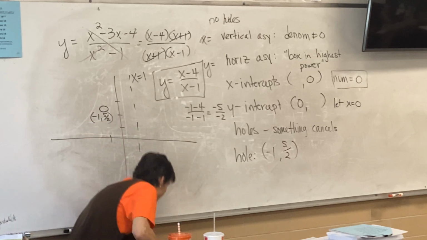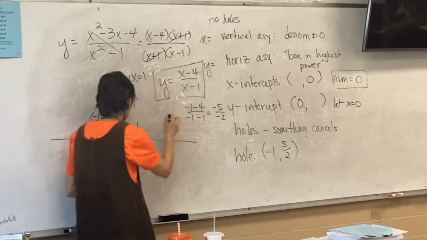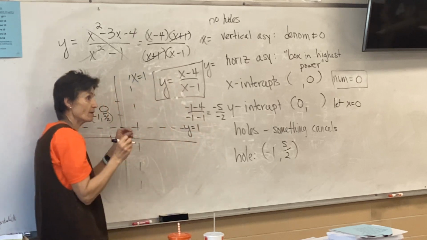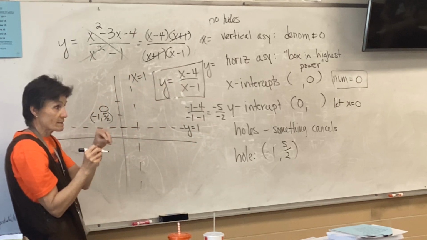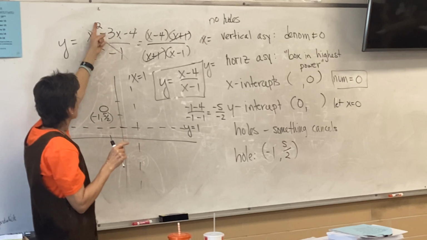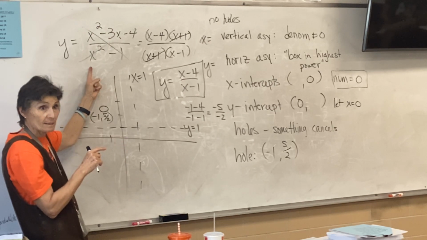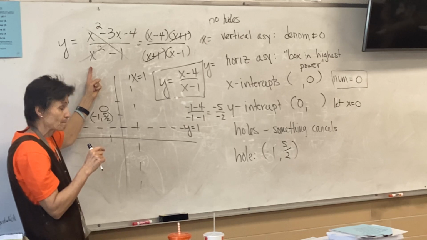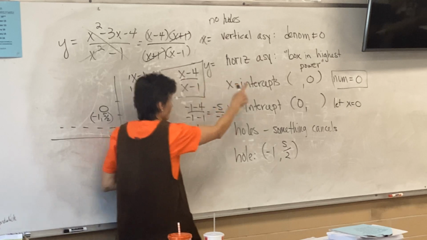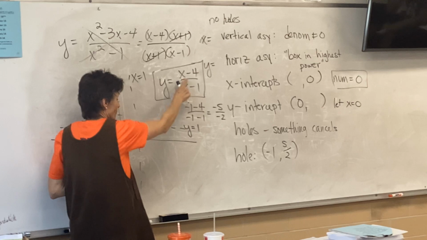Where's my horizontal asymptote? y equals 1. I can't remember who it is, but somebody on the last problem found the horizontal asymptote first. If we had done that first, if we find our horizontal asymptote first, would it still be y equals 1? Yeah, because it'd be x squared over x squared. Okay. What makes the numerator 0? That's my x-intercept. What makes the numerator 0? 4.